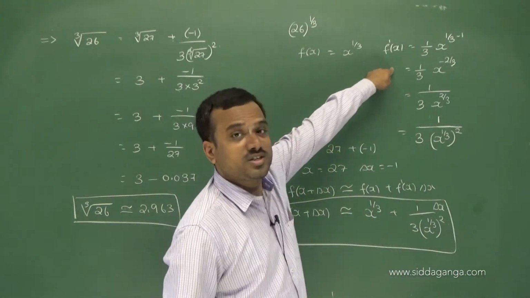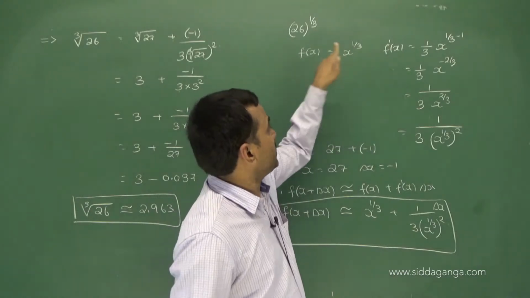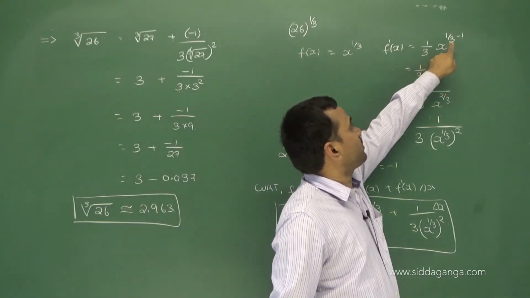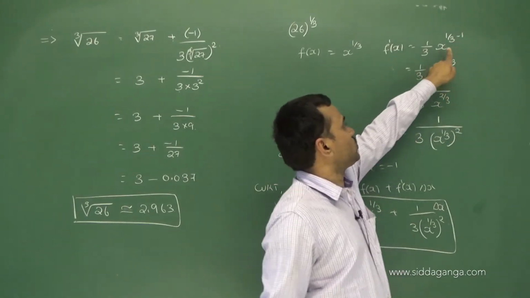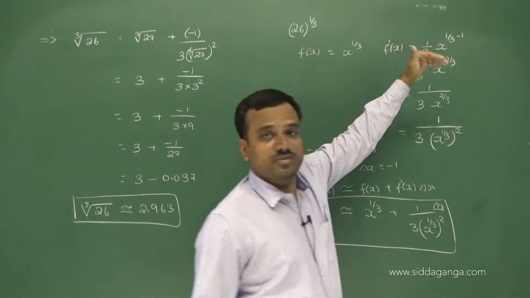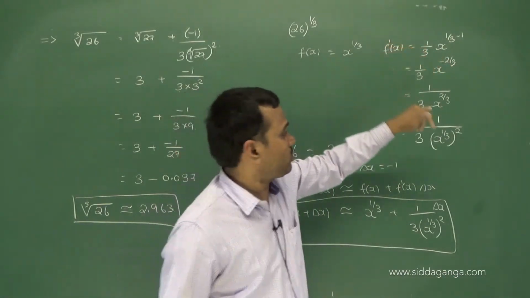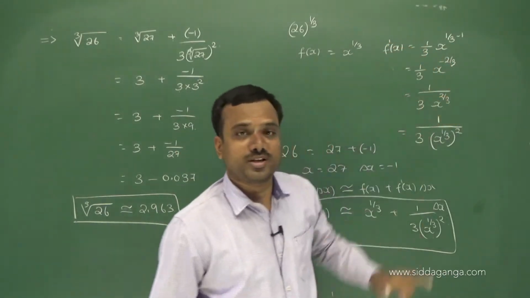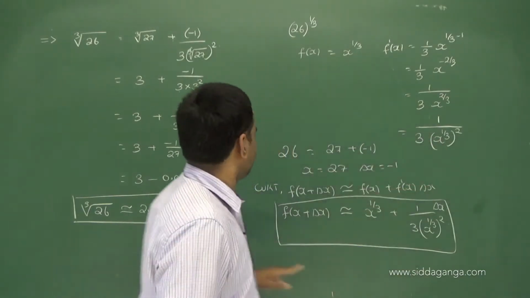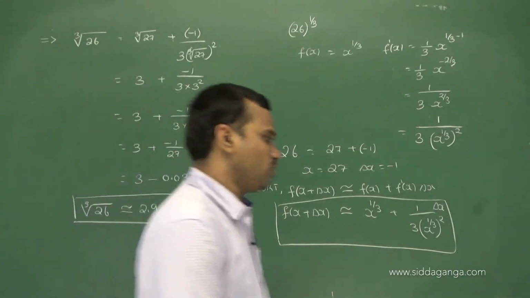Here, see the differentiation firstly. I write x to the power 1 by 3, n into x to the power n minus 1. So 3 is the LCM, minus 2 by 3. I shift the variable x from numerator to denominator, it will become plus 2 by 3. So I write like this. Okay, so substitute the values. We solve one more problem.